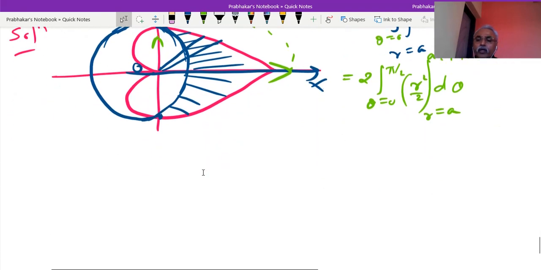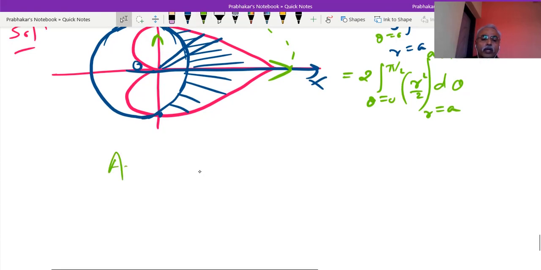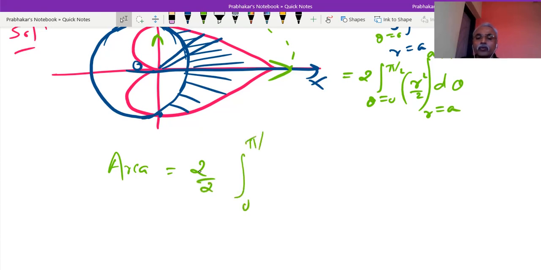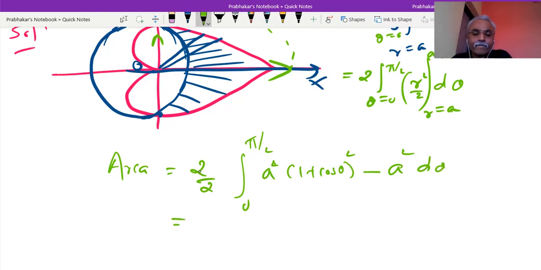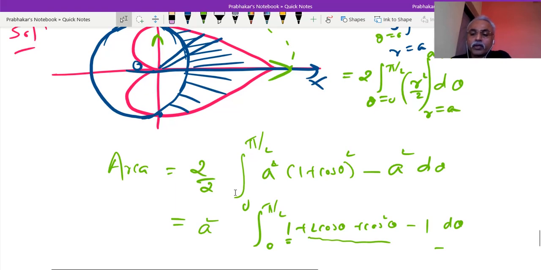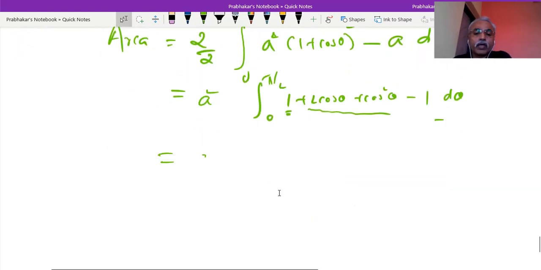With little effort, we can definitely integrate. So the area becomes 2 times, this half comes out, let us cancel afterwards, integral 0 to pi by 2, upper limit a square 1 plus cos theta whole square minus the lower limit squared. When you do this, we will be left with a square outside, and expanding a plus b whole square, 1 plus 2 cos theta plus cos square theta minus 1. Cancelling these two terms, we are left with only these two parts, whose integration should not be difficult.